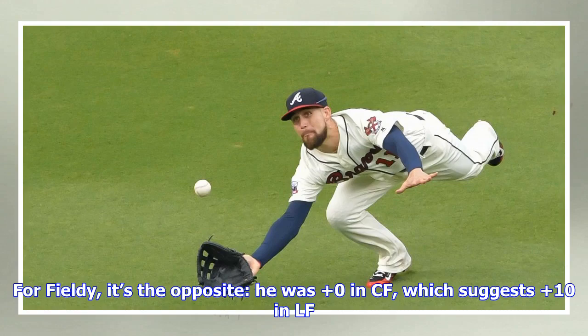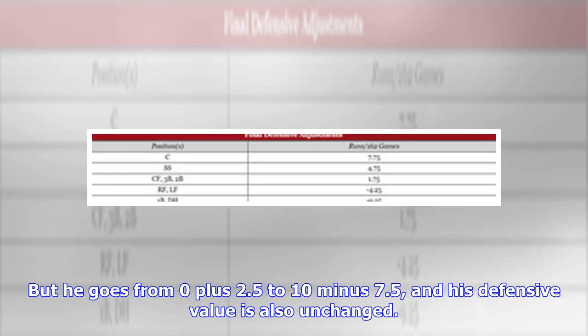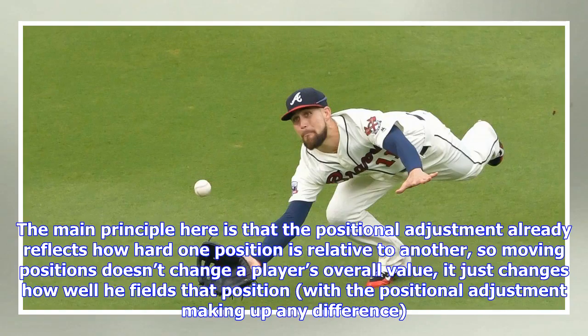For Fieldy, it's the opposite. He was 0 in CF, which suggests 10 in LF. But he goes from 0 plus 2.5 to 10 minus 7.5, and his defensive value is also unchanged. The main principle here is that the positional adjustment already reflects how hard one position is relative to another, so moving positions doesn't change a player's overall value, it just changes how well he fields that position, with the positional adjustment making up any difference.